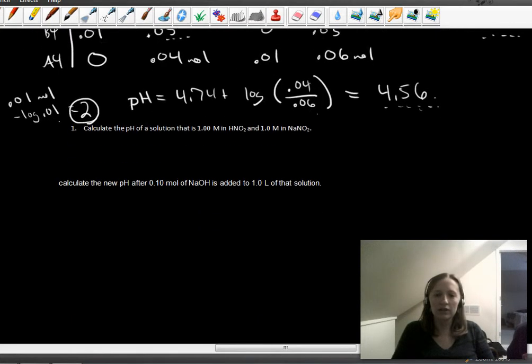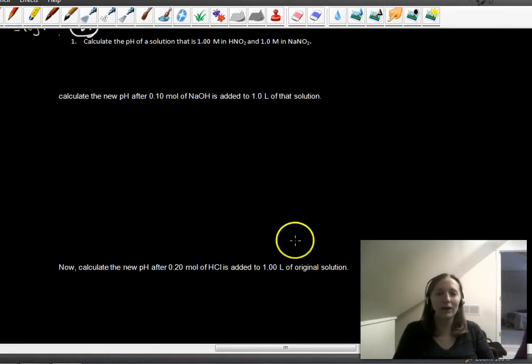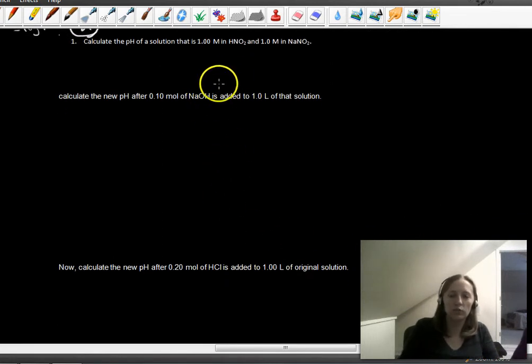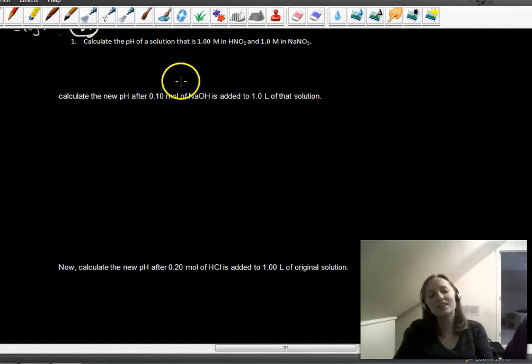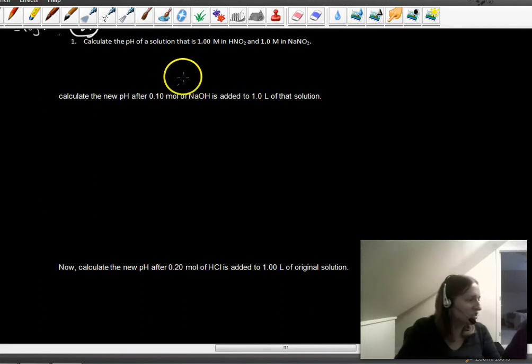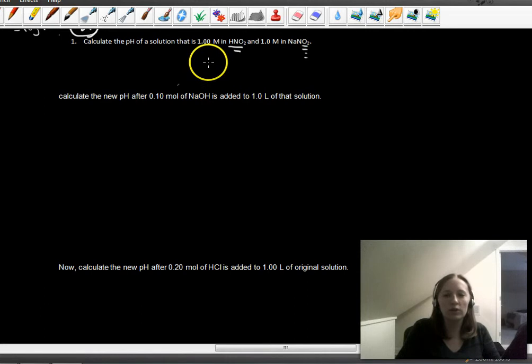All right. Here we have a problem on the back. Calculate the pH of a solution that is 1 molar in nitrous acid and 1 molar in sodium nitrite. That's easy. I can go do an ice chart. Well, no. It's a buffer. It doesn't say that it's a buffer, but it is. This is a weak acid, and this is its conjugate base. Also, we're in the buffering section. So we need Henderson-Hasselbalch.